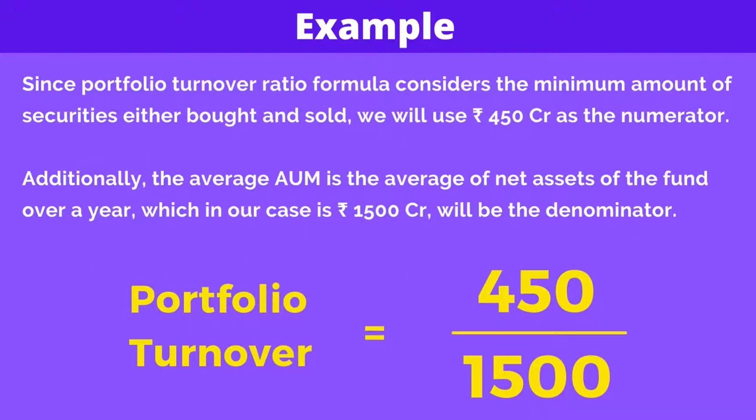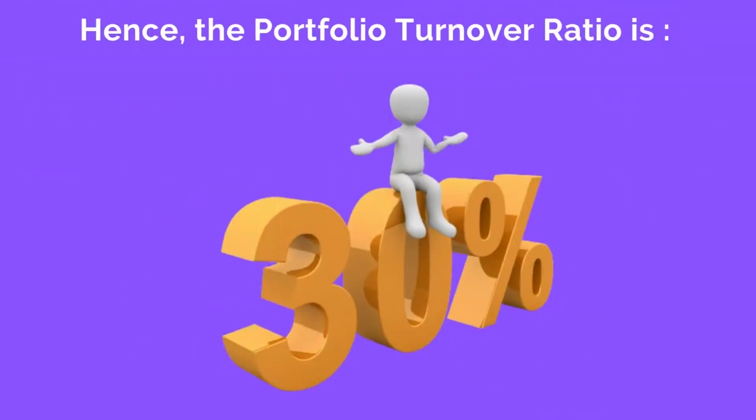Since the portfolio turnover ratio formula considers the minimum amount of securities either bought or sold, we will use 450 crore rupees as the numerator. Additionally, the average AUM is the average of net assets of the fund over a year, which in our case is 1,500 crore rupees, and will be the denominator. Hence, the portfolio turnover ratio is 30%.